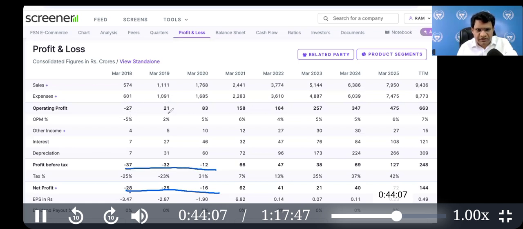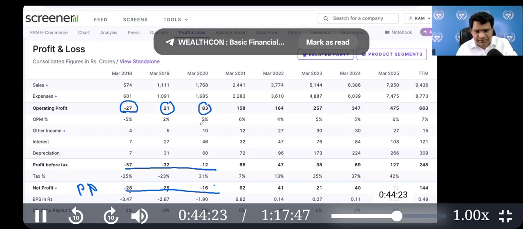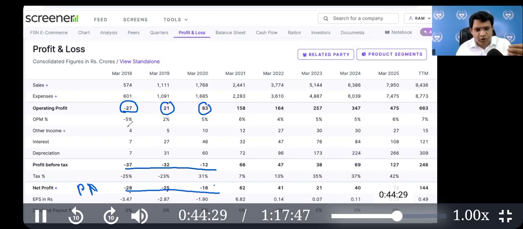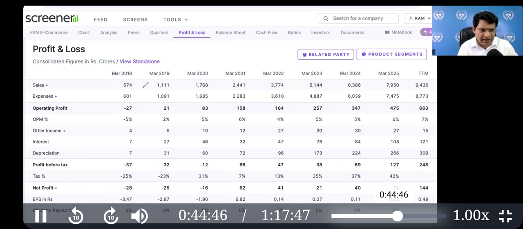PBT is also loss. You see, operating profit became positive before net profit started becoming positive. The operating profit has become positive before the net, this is PAT, became positive. So if a company is in a new industry, this logic of investing based on operating profit and EBIT is okay. But if the company is in an old industry, never invest into a loss making company. So let's write a rule here.